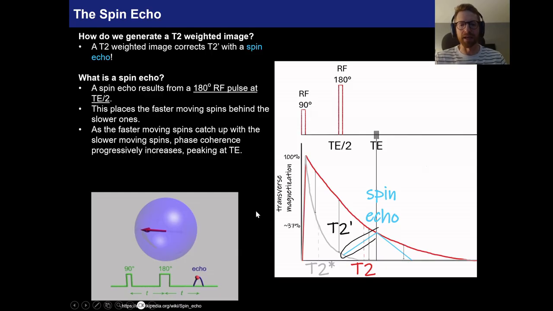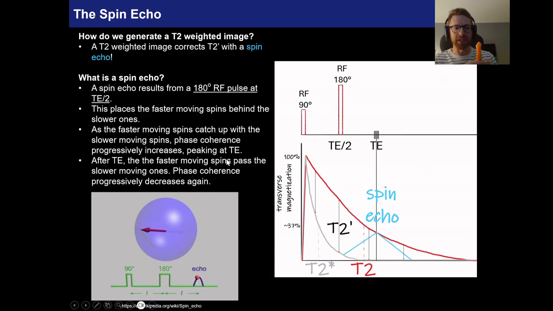So what's going to happen? That's the spin echo, when we're recovering signal because the faster moving spins are catching up to the slower ones. But then after TE, what's going to happen? The faster moving spins, the blood products, are going to pass the slower moving spins because they're still experiencing that 1.6 Tesla magnetic environment. So phase coherence is going to progressively decrease again, and therefore transverse magnetization is also going to decrease. That's what's happening after TE. So we're only correcting T2 prime at TE. That's an important point for the spin echo.